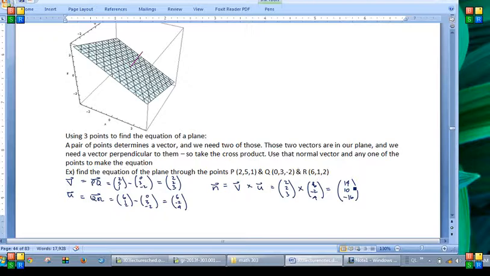So we're almost done, because now we know the equation of the plane is 14x plus 10y minus 16z plus d, our mystery constant, equals 0. So how can we find the mystery constant? Use a point. The easiest way is just to use one of the known points because it has to work.